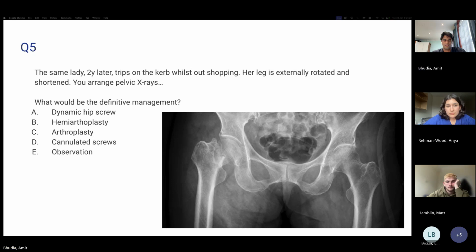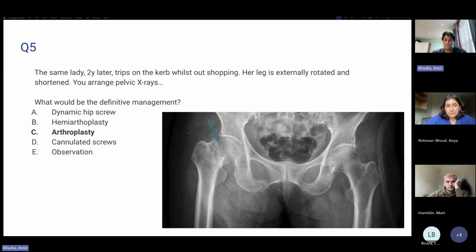And so in this instance, the answer is arthroplasty. So you can see here where the fracture is. So this is an intracapsular fracture. So your management options would either be arthroplasty or hemiarthroplasty or a cannulated screw. In this instance, you wouldn't use a dynamic hip screw.